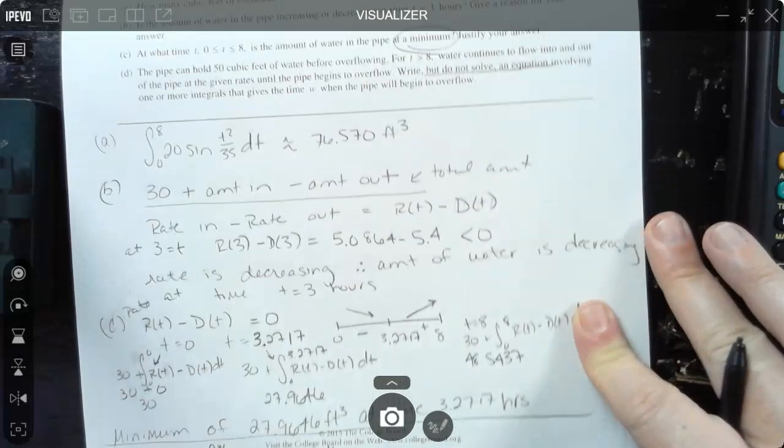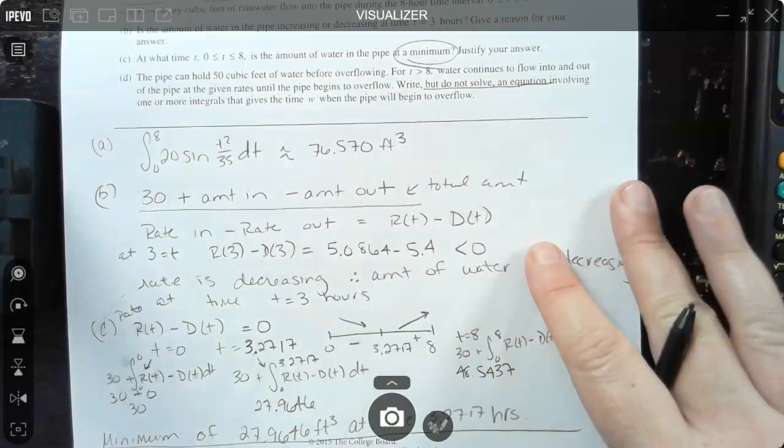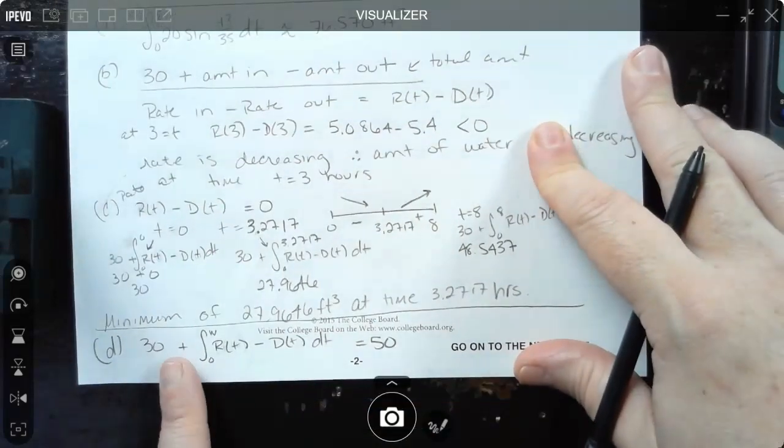All right, part B. Y'all know these are my favorite, right? But do not solve an equation involving one or more integrals. It gives the time W the pipe will begin to overflow, and it says it can hold up to 50 feet. So I've been doing this the whole time. So I start with 30 and I add in.